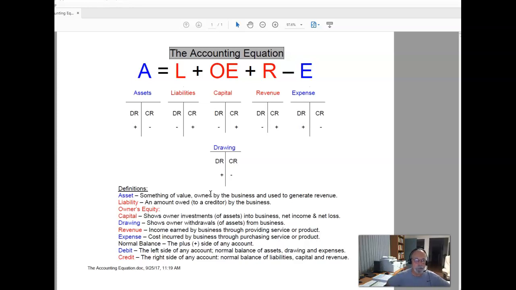And then finally, at the very bottom, every accounting textbook has definitions that explain each one of these terms. And what I've tried to do here is simply explain them in the simplest way possible, using definitions that I hope are easier to understand than what you might find is provided in the textbook. So again, this is the accounting equation.